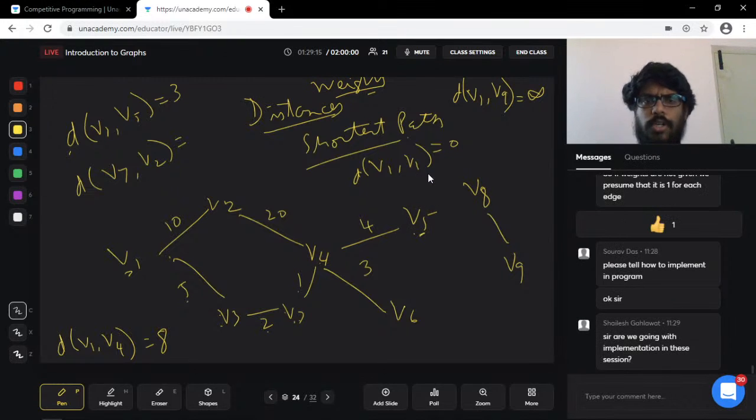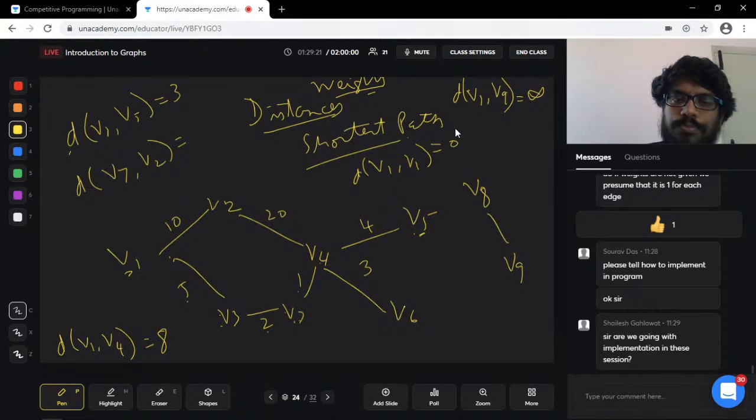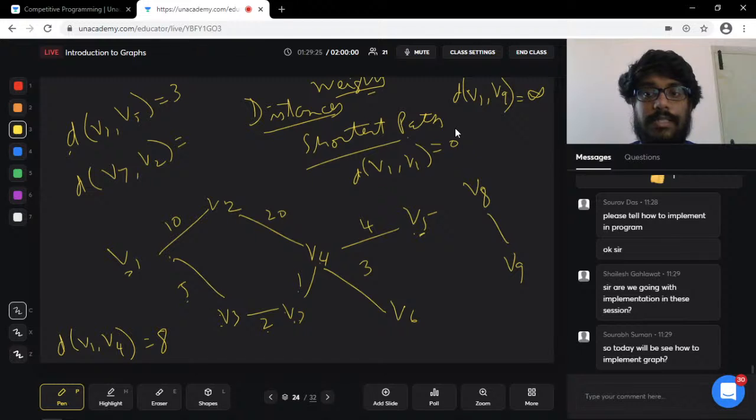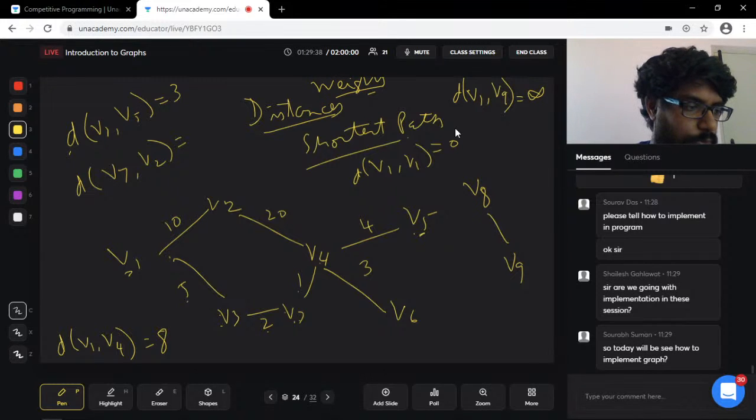Sailesh, probably not. I don't think we'll be, maybe DFS, I'm not even sure. Mostly just a theory class. Okay. So this is distances. So today will we see how to implement graph? Yes, sort of, definitely. The basics, yes, we'll do, but implementation of Dijkstra, Tanuj will be looking at it.